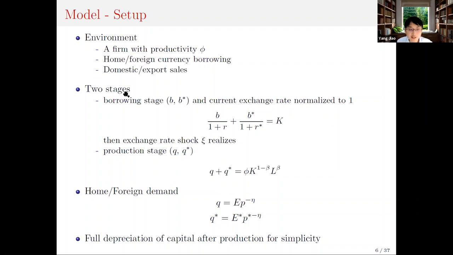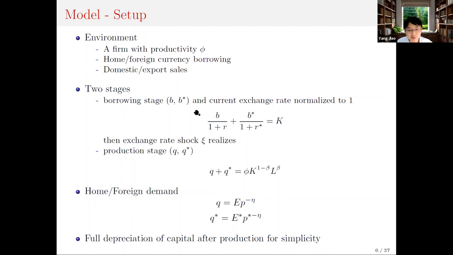So the firm's decision is going to be a two-stage decision. In the first stage, the firm will borrow in domestic currency B and a foreign currency B star, and we will normalize the first period exchange rate to one, right? So they will borrow in B and B star to finance their capital goods K. So that's the first period. And they take interest rates R and R star as given. So this is a domestic interest rate and this is a foreign interest rate in each currency respectively.